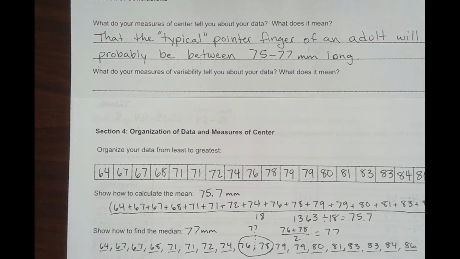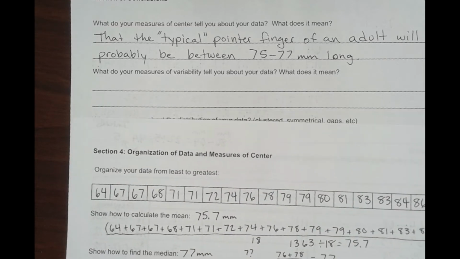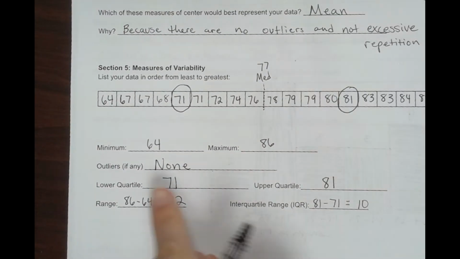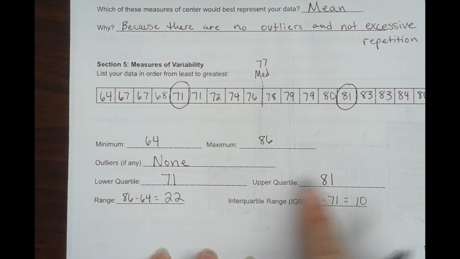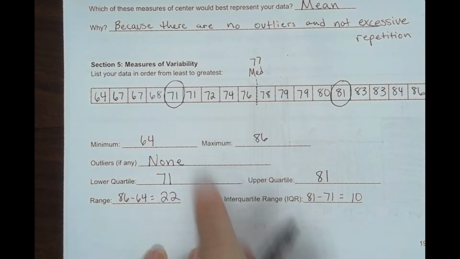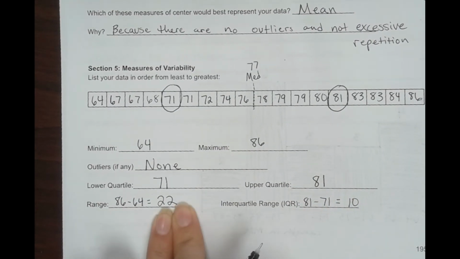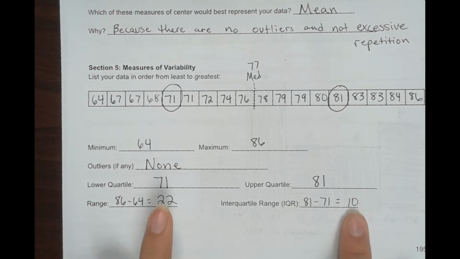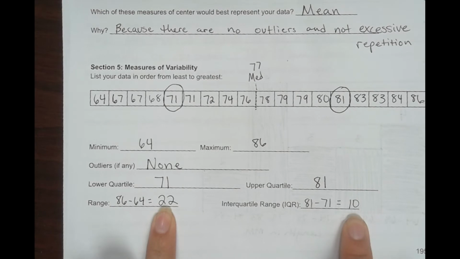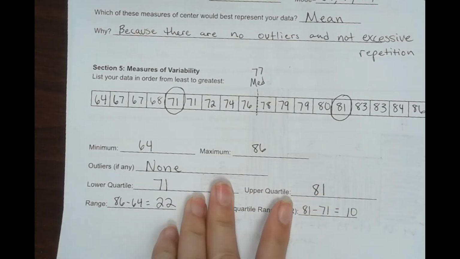Okay, what do the measures of variability tell you about your data? What does it mean? Okay, let's look at our measures of variability. We had a couple that we did. We looked at the lower quartile and upper quartile. We look at the range, so it's spread out across 22 numbers, but the middle half was 10. Looking at those, this is just double. Well, this is the whole thing, and this is the middle half. That kind of tells me everything is fairly close together.